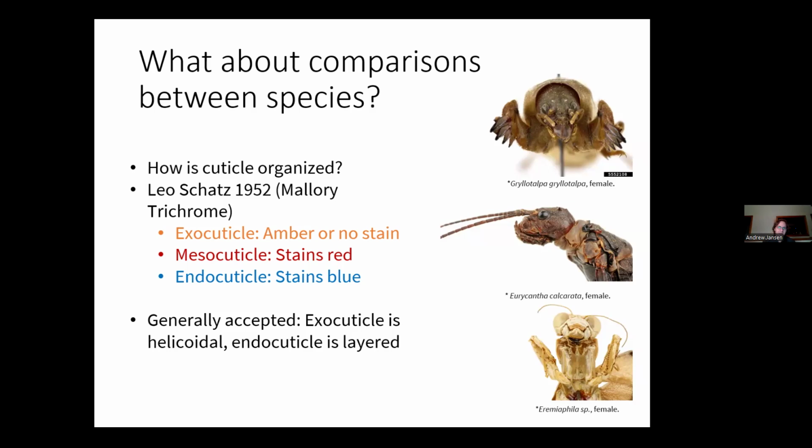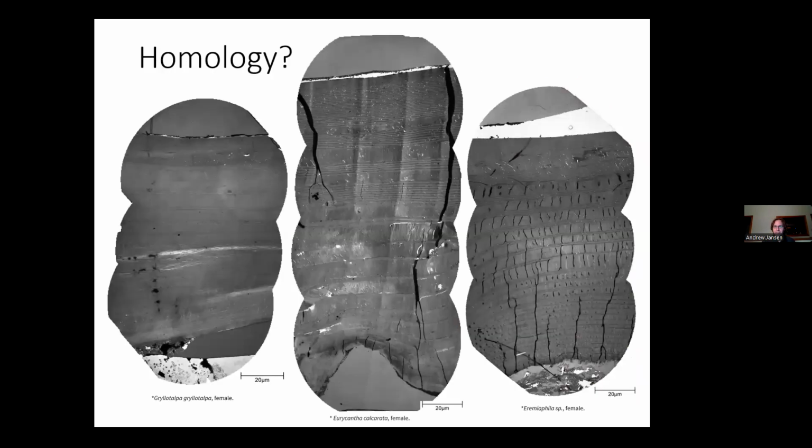What's generally accepted is that the outermost layer that is helicoidal, that's the exocuticle. The inner set of thick layers, that's the endocuticle, right? That's generally accepted because if you're doing something like TEM or SEM, if you're looking through an electron microscope, there's no way to colorize it. It's black and white. So you have to look at structure rather than histology.